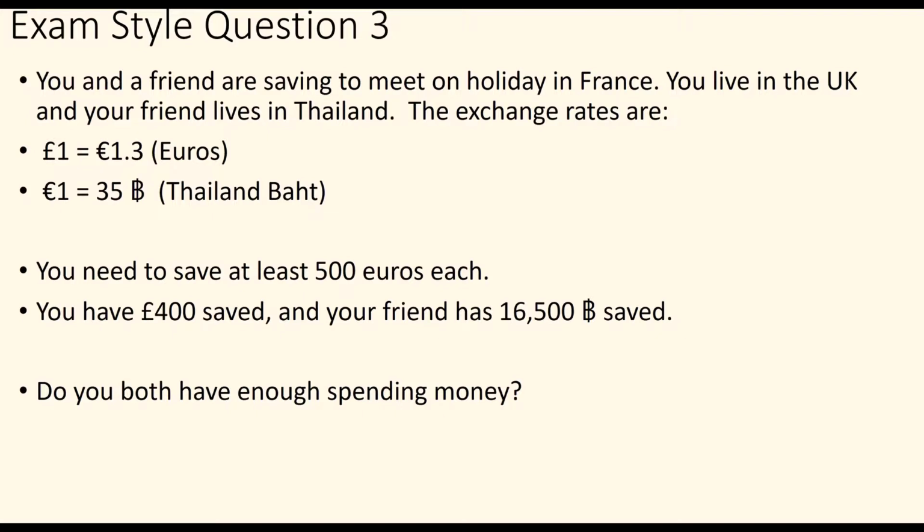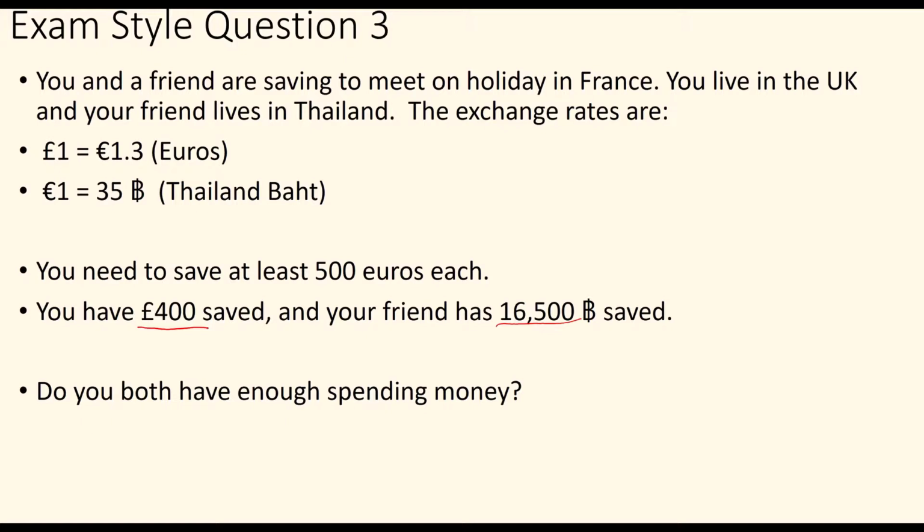So you're going to meet in Europe, and you've got the exchange rates. You need to save at least €500 each. You have saved £400. Well done. Your friend has saved 16,500 bahts. Do you both have enough spending money? So you need €500 each. So we've got to convert the amount that you've saved into euros, and then convert the amount that your friend has saved into euros and find out if you've saved enough.